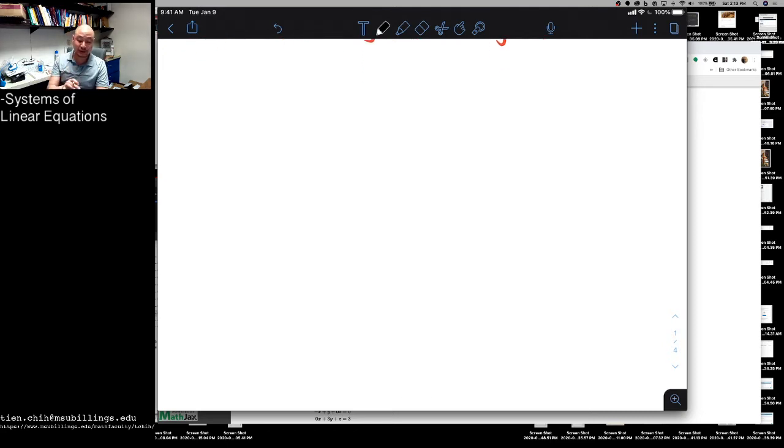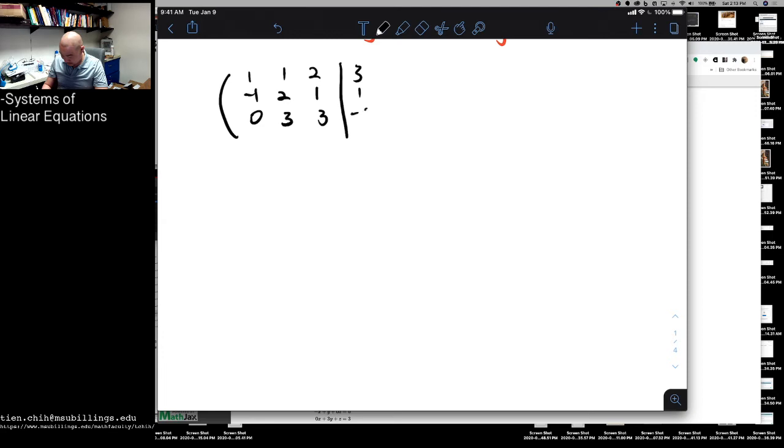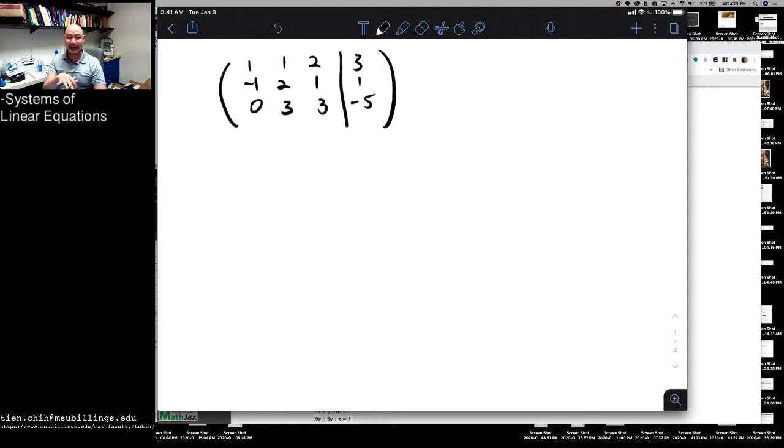Alright, so let's do another example of there not being a unique solution. Let's say that my system of equations were to be something like this. I'm going to skip writing out the actual system. So if x plus y plus 2z is 3, minus x plus 2y plus z is 1, 3y plus 3z is negative 5.